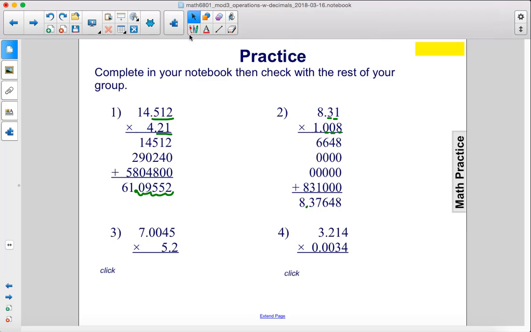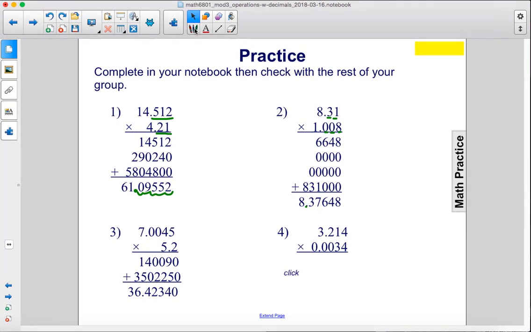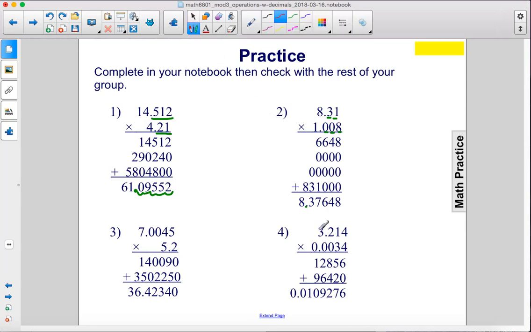Over here, we solve the multiplication, we get a large number, but then we go and we count how many numbers there are to the right of the decimal point in the 2 factors here. So there's 1, 2, 3, 4, 5. So our answer becomes 36.42340. And finally, we do this multiplication and we count where our decimal should be. So 1, 2, 3, 4, 5, 6, 7. So yeah, this is a small number.